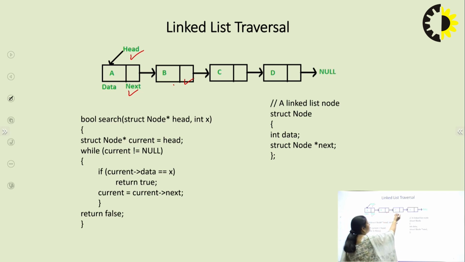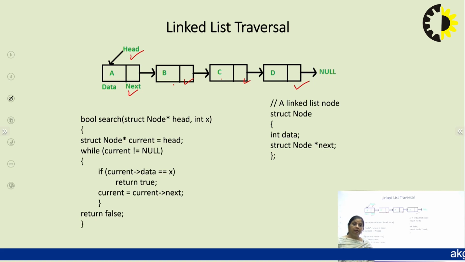Then I will process this node, and finally I'll go to the last node with this pointer. Now how can I recognize this is the last node? We will see the null pointer. The pointer value is null. It means this is the last node. There is no more node left in this particular linked list.